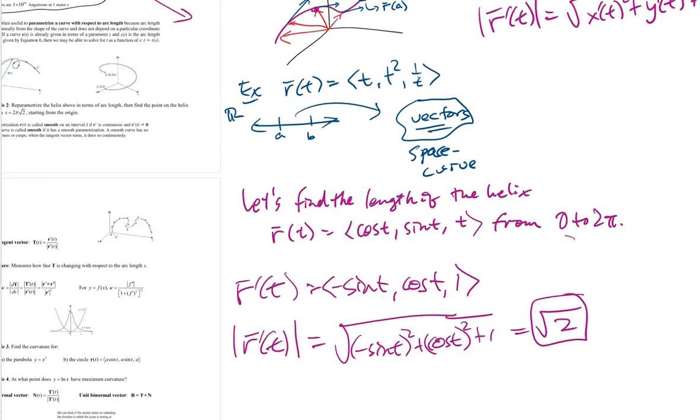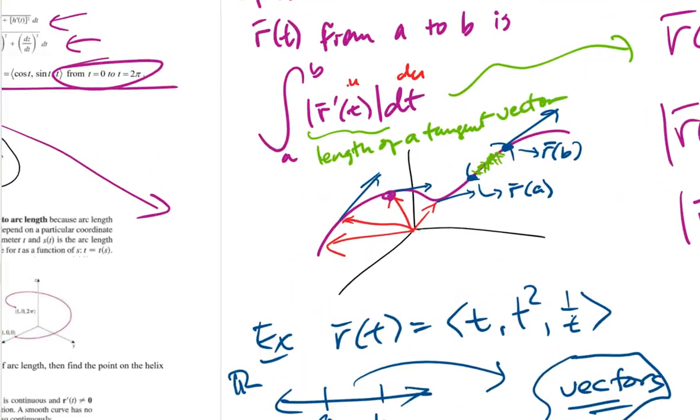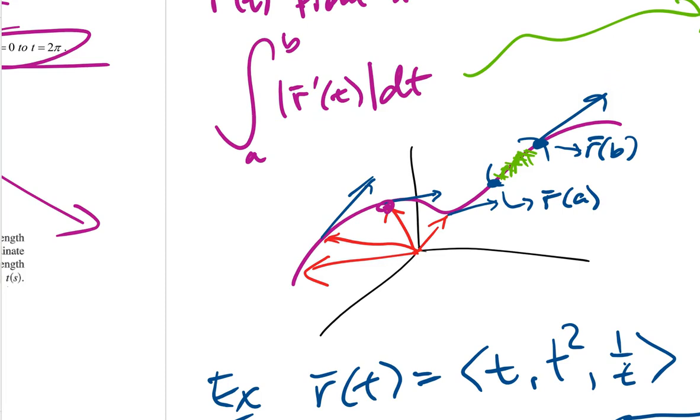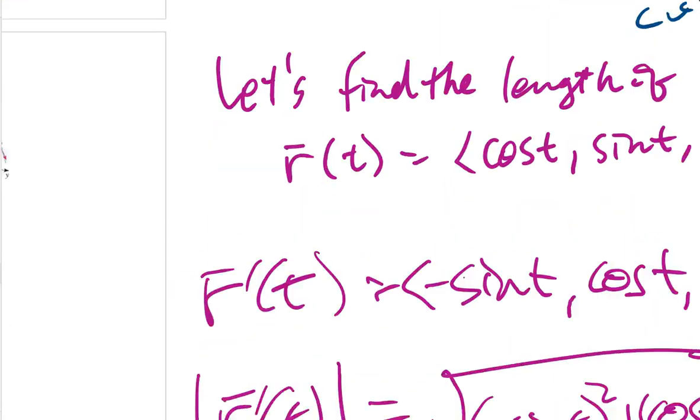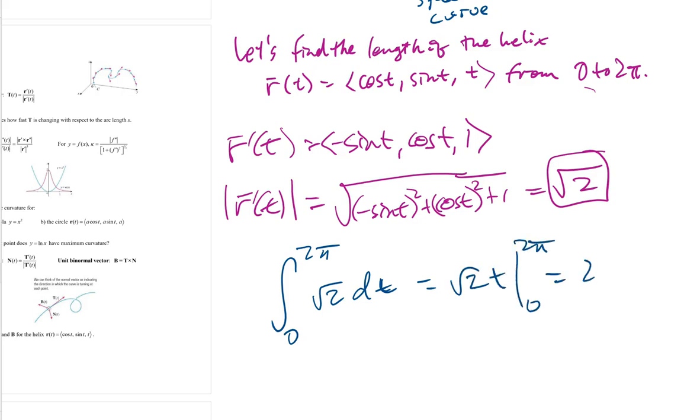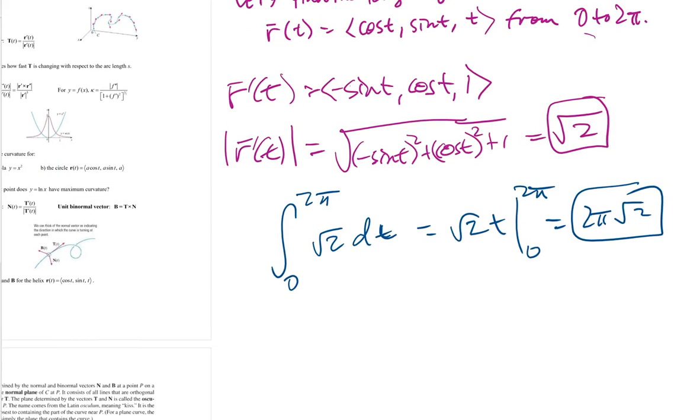Okay, so now what we do is go back to what the definition is, to this here. So we found r prime of t. What's this? That's the square root of 2. And now we go from 0 to 2 pi. So we go integral 0 to 2 pi of square root of 2 dt. And so that's square root of 2 t from 0 to 2 pi, which is 2 pi square root of 2. So apparently, the length of the arc from 0 to 2 pi of a helix is 2 pi root 2.